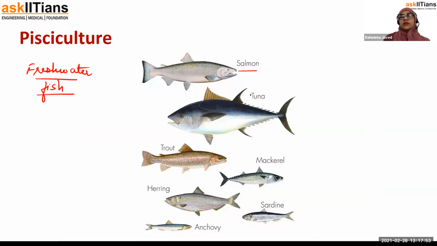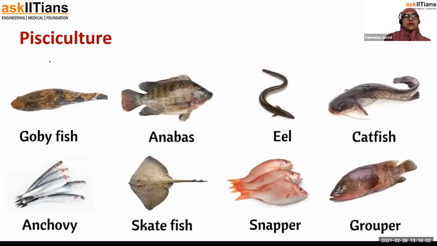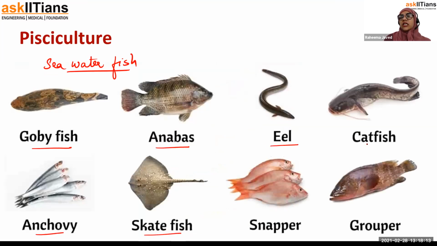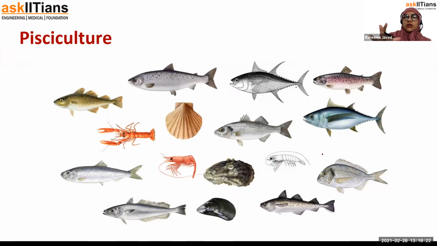Like salmon, tuna, trout, mackerel, herring, sardine, anchovies. And in this picture, I have shown some marine water fishes, seawater fishes, like goby fish, anchovies, skate fish, eel, catfish, grouper, snapper.